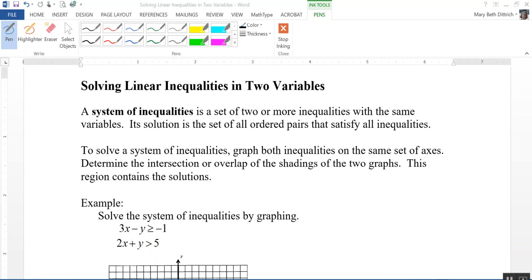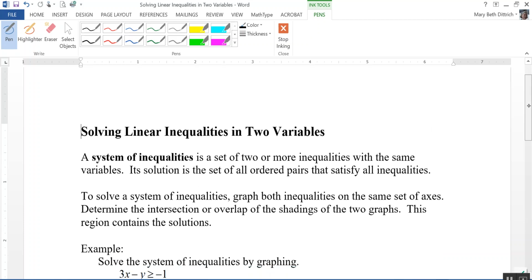To solve a system of inequalities, we want to graph both inequalities on the same set of axes and then determine the intersection or the overlap of the shadings of the two graphs. This is the region that contains the solutions. Let's take a look at an example.